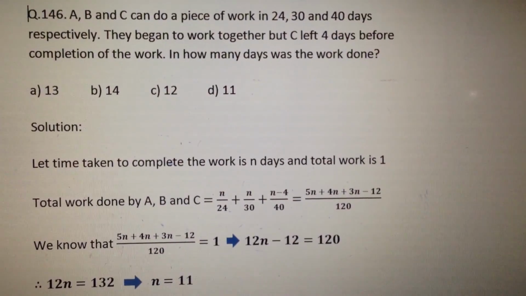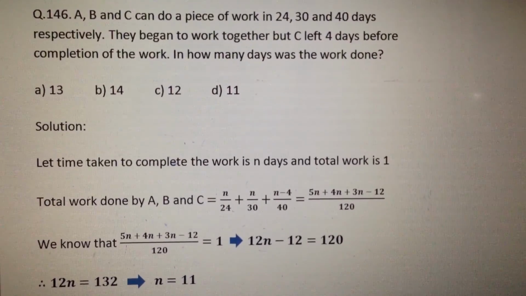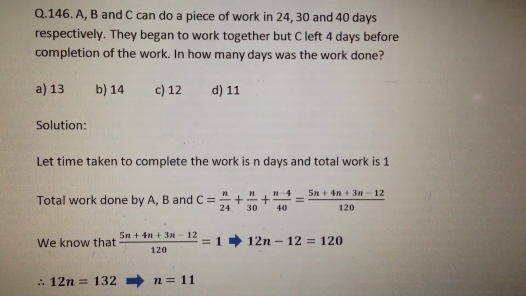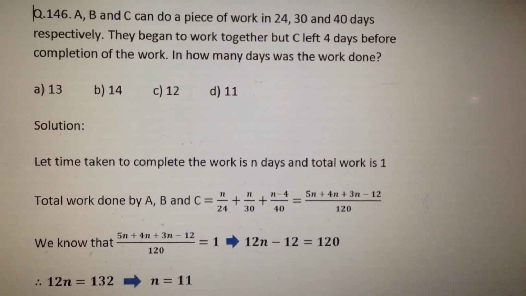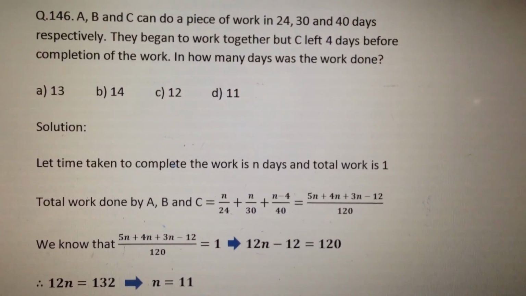Next question. A, B and C can do a piece of work in 24, 30 and 40 days respectively. They began to work together, but C left 4 days before completion of the work. In how many days was the work done?